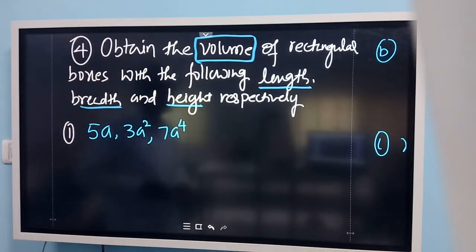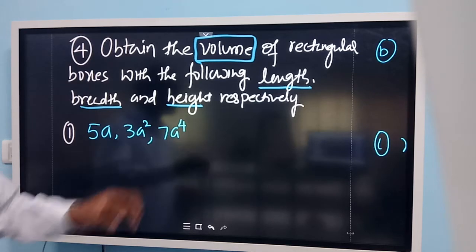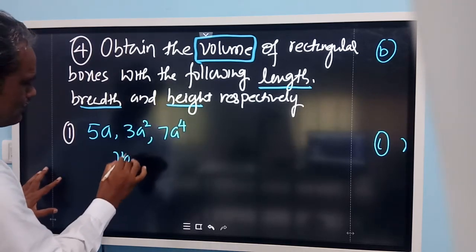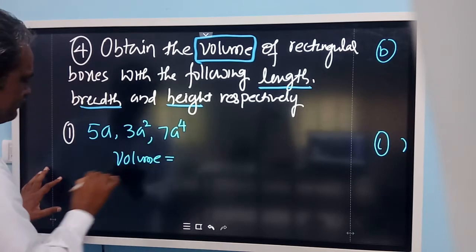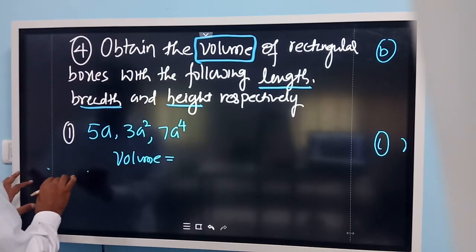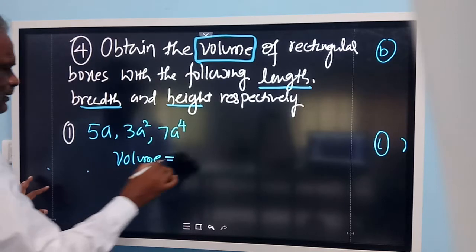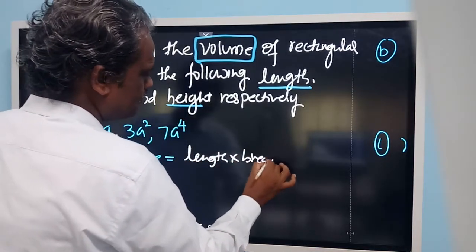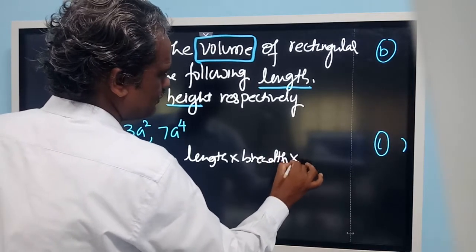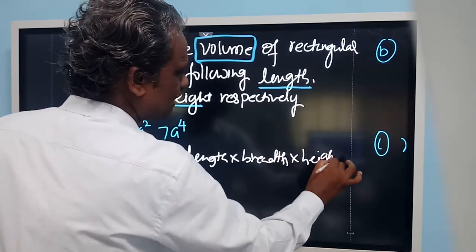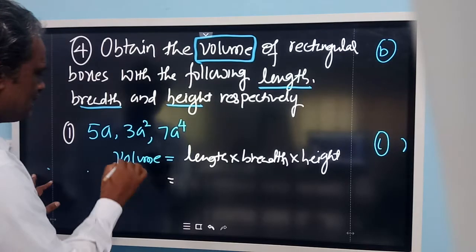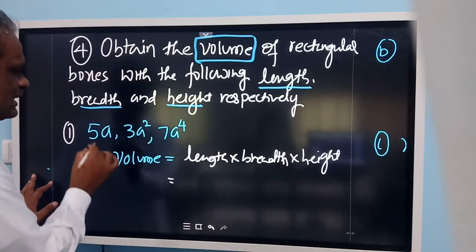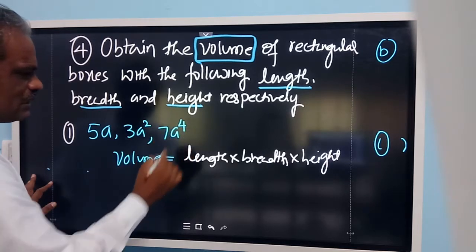With 3 dimensions are given. Length, breadth and height. What is the formula to find the volume of the box? Volume is equal to length into breadth into height. So we need to multiply all the 3 dimensions here. Length here, respectively, you have to take in order it is given. First one is length, second one is breadth, and third one is height.